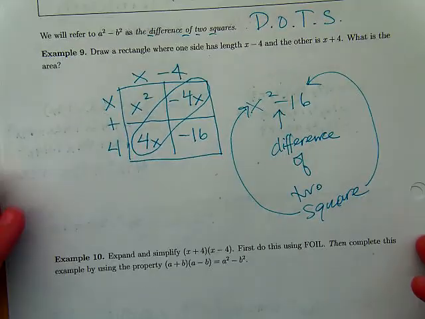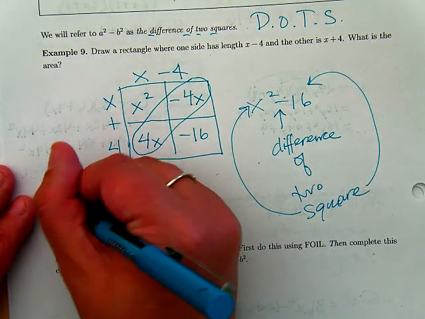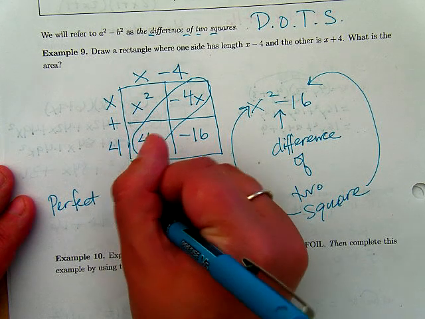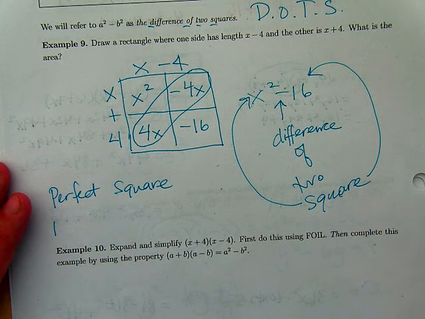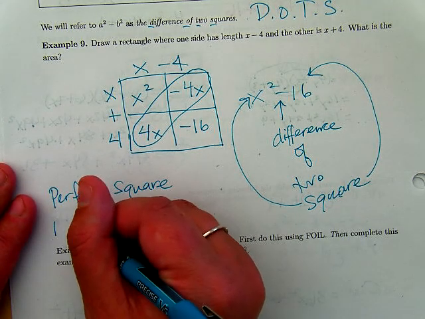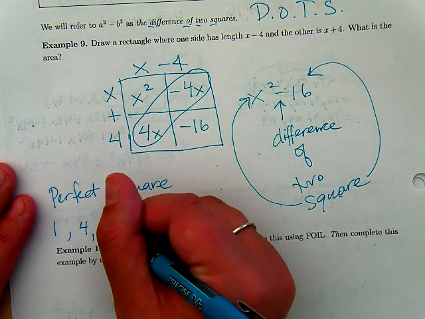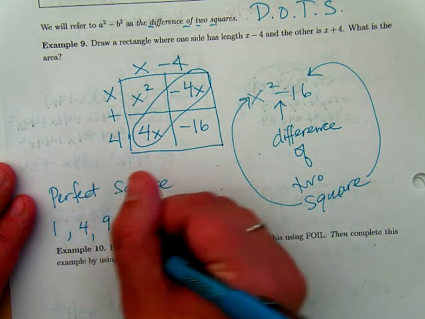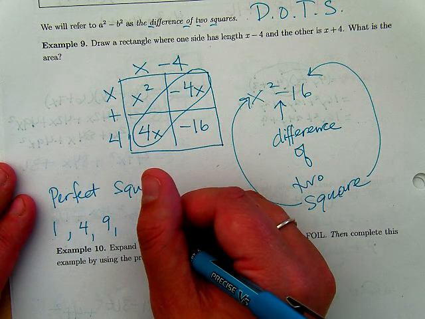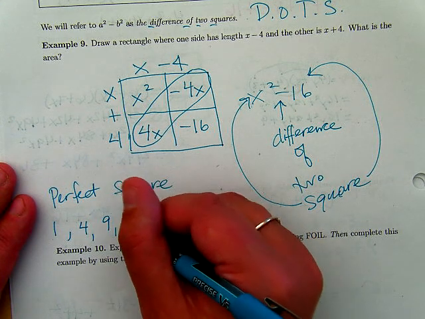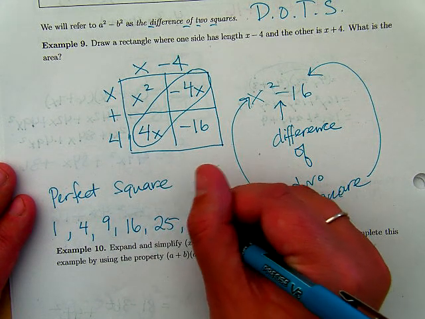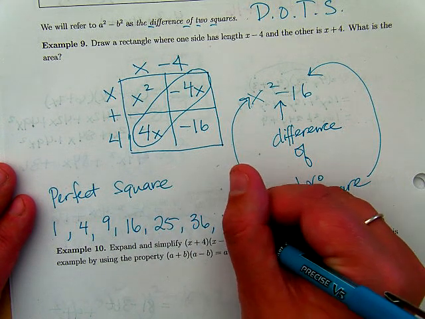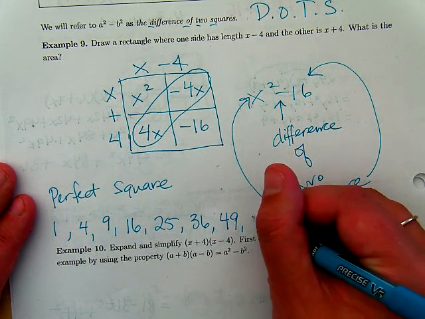What are the perfect squares? When I'm talking about perfect squares or squares, 1 squared is 1. 2 squared is 4. 3 squared is 9. Oh, I skipped 4. 4 squared is 16. 5 squared is 25. 6 squared is, what's the next one? Yes?